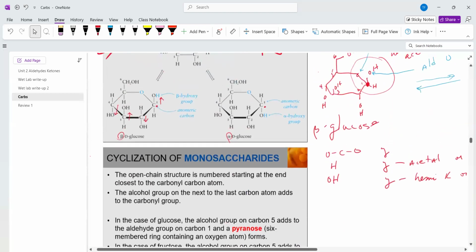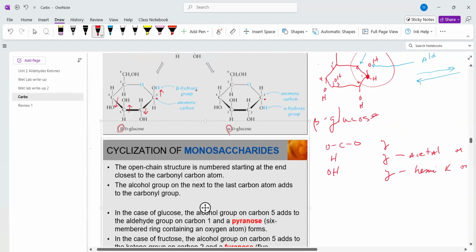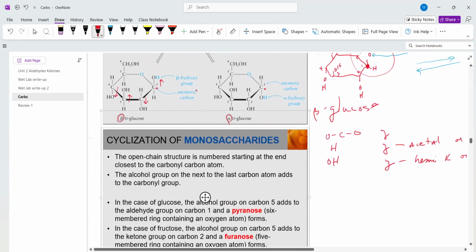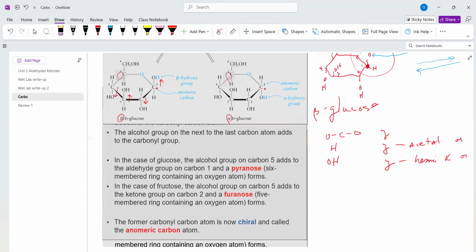Okay, and again, the anomeric carbon is where the alpha beta designation comes from, where the hydroxyl group can go up or the hydroxyl group can go down. Now, this is with a six-membered monosaccharide. There are also five-membered monosaccharides.